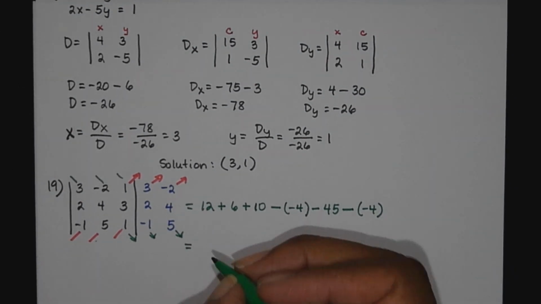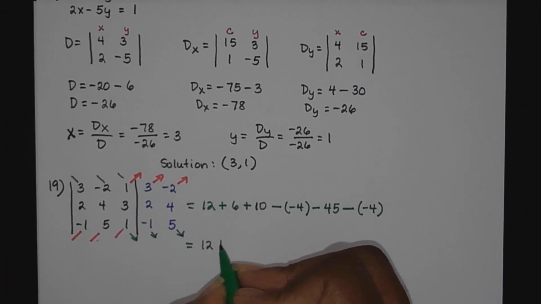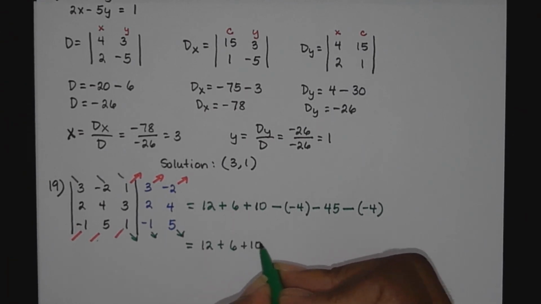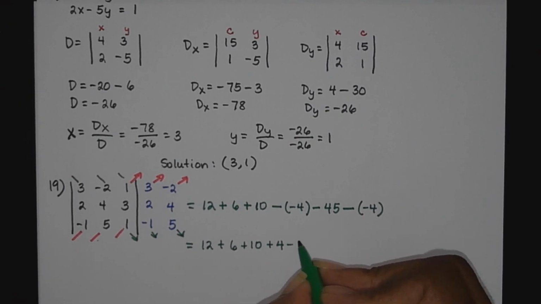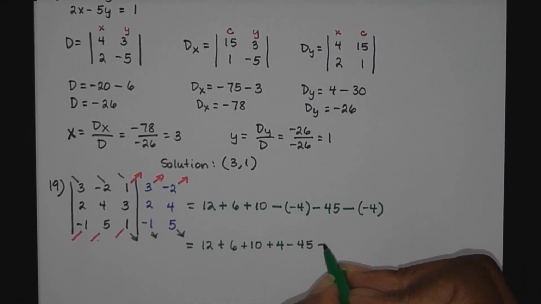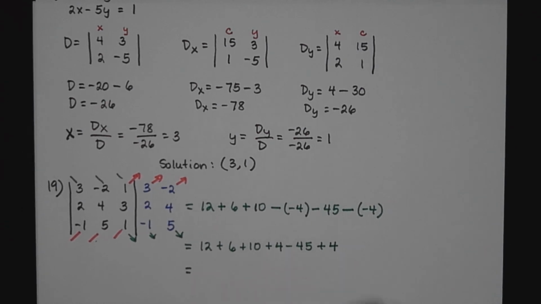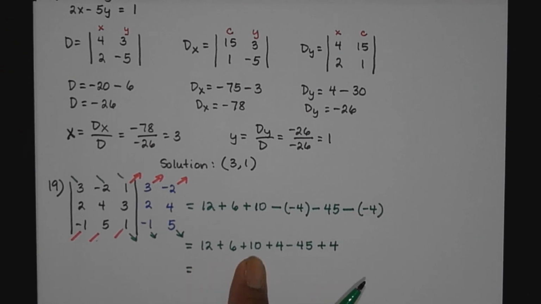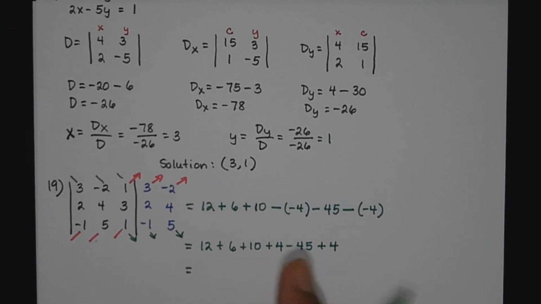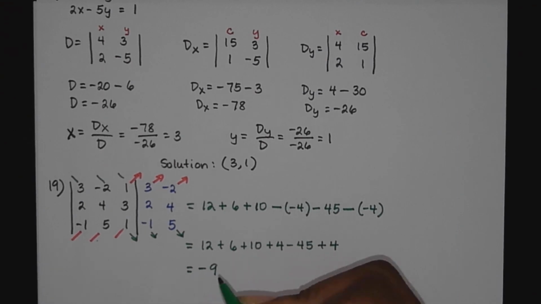Now, let's clean this up a bit, and I'm going to go ahead and rewrite the 12 plus 6 plus 10. Minus a negative 4 will be plus 4, minus 45, and then minus a negative 4 will be plus 4. And then enter that into the calculator. Let's see, I have to do this in my head. 12 plus 6, that's 18, 28, 32. 32 minus 45 would be negative 13. Negative 13 plus 4 would be negative 9.